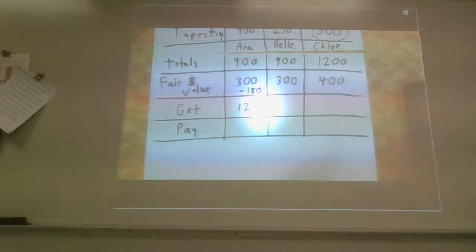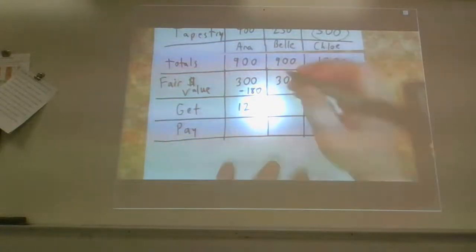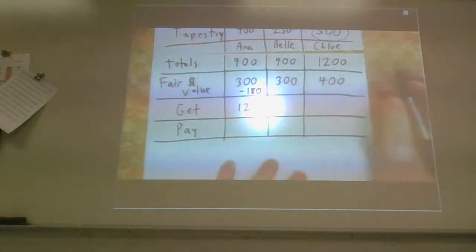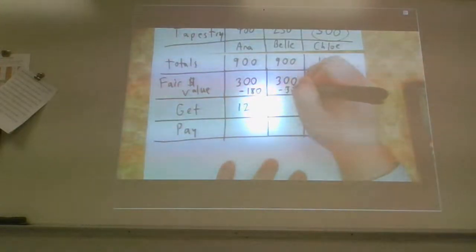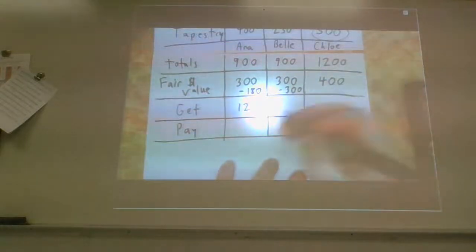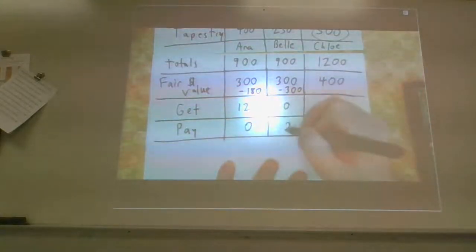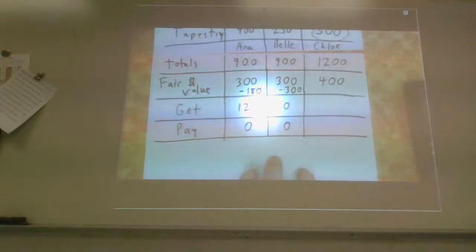Belle is not paying any amount whatsoever. Oh, now this is a weird situation. What's so unique about Belle in terms of the value that she's getting or paying? Yeah, she got exactly what she bargained for. For consistency's sake, we could just fill these in with zeros. That's fine.